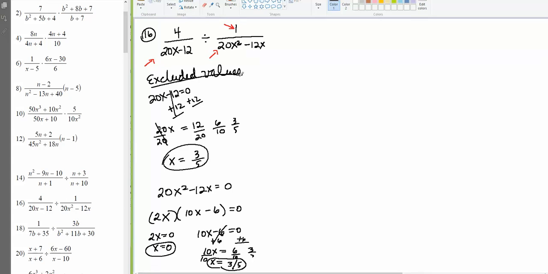And what do we get from the 1? We don't get anything from the 1. So what are the excluded values? They are 3/5 and 0.